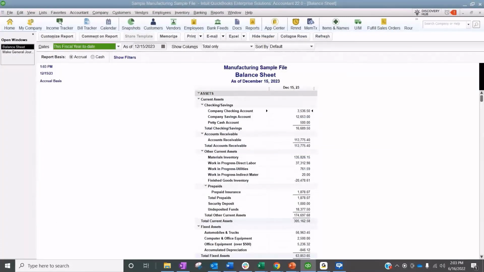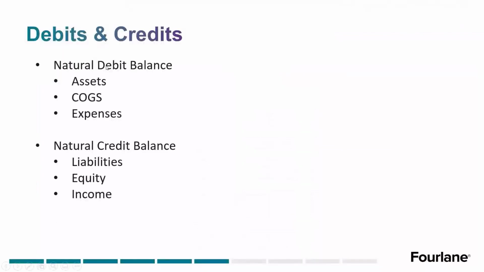Okay. So when I say natural debit balance, what we're saying is this is what makes it positive. This is what makes it go up. If we put it in the debit column, it will make it go up. So assets, debit goes up. COGS, cost of goods sold, cost of services sold, goes up. Expenses, debit makes it go up.